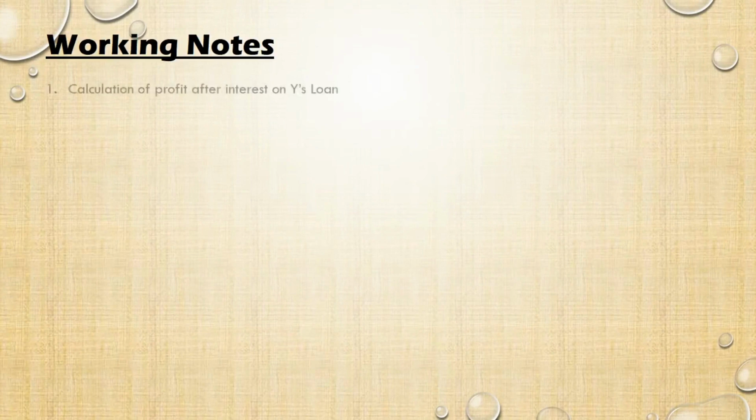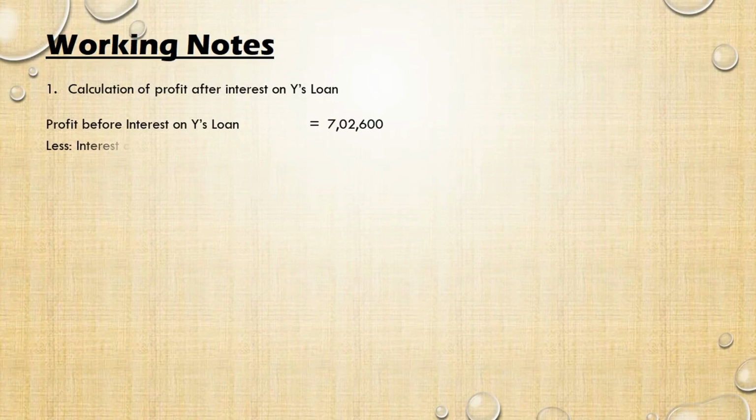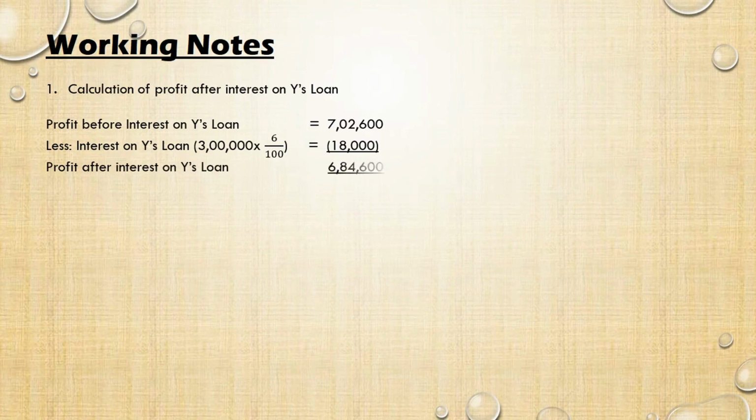Let us first do the working notes. So this is the working note to calculate profit after interest on Y's loan. In the question, profit before interest on Y's loan is given as 7,02,600. And remember, interest on Y's loan is a charge. So you need to first deduct that charge, and only the remaining profit you need to take into the profit and loss appropriation account. That is why this working note is done.